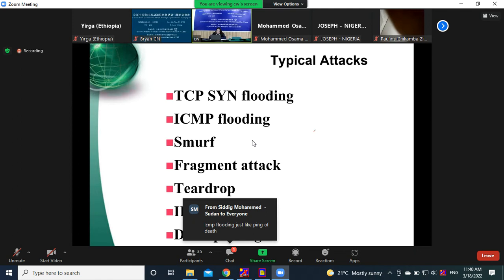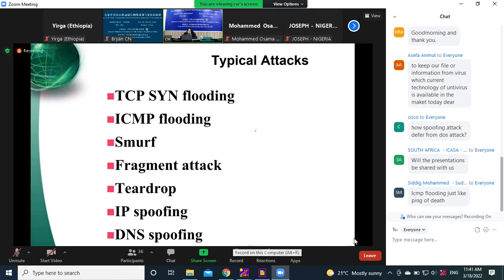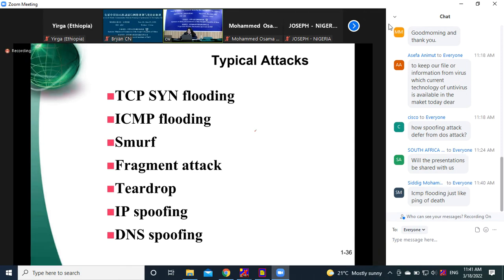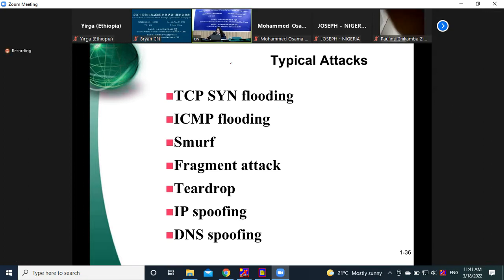And another one is DNS spoofing, or DNS cache poisoning. It's a computer hacking attack whereby data is introduced into a DNS resolver cache, causing the name server to return an incorrect IP address and diverting traffic to the attacker's computer or other computers.